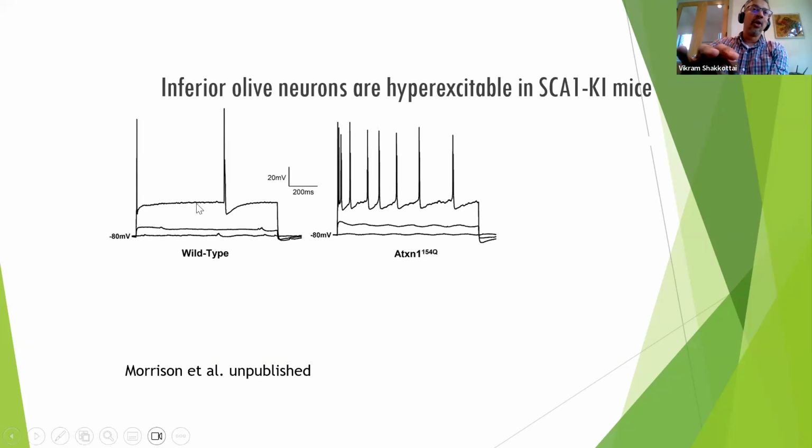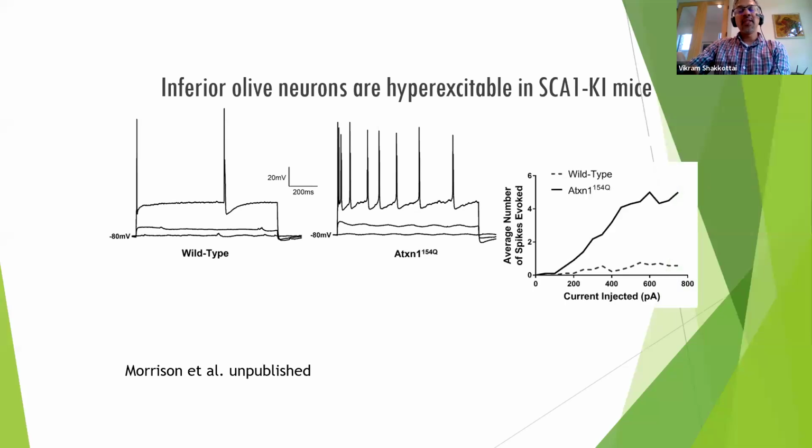On the left is a wild-type inferior olive neuron. In this mouse, we're able to record from those neurons directly and measure their electrical activity. You can see that the SCA1 mouse olivary neuron generates a large number of spikes, unlike the wild-type mouse. So what we are investigating now, at least in this model of SCA1, is if this is a common mechanism.